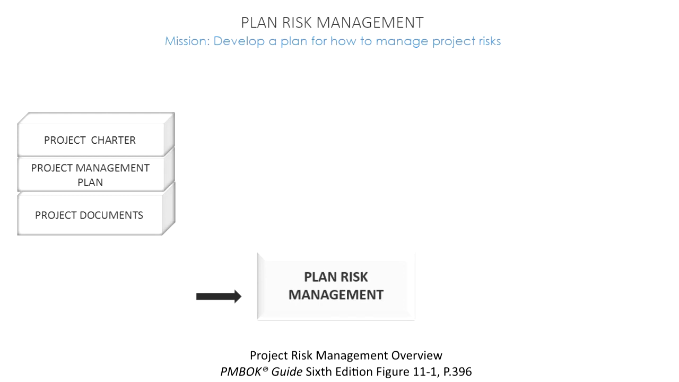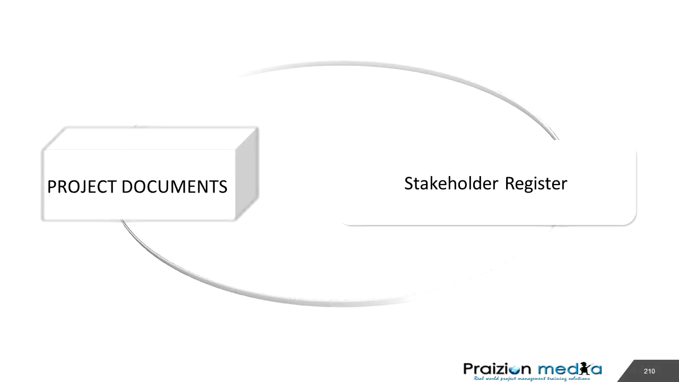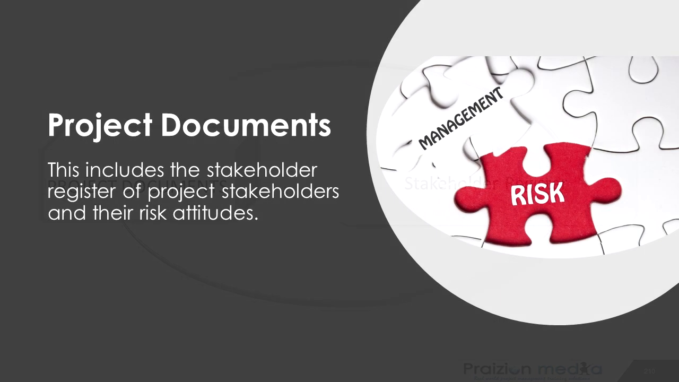The next input is project documents. Project documents contain the stakeholder register. As we plan risk management, we want to involve our stakeholders. We want to have an overview of their project roles and their attitude towards risks on the project. The stakeholder register could be helpful in enabling us do that.